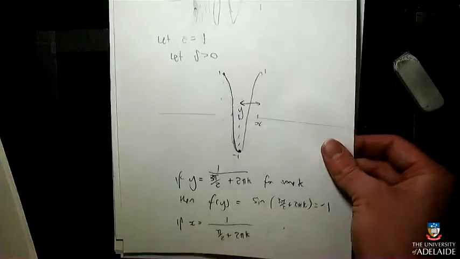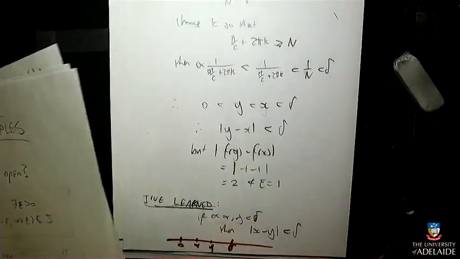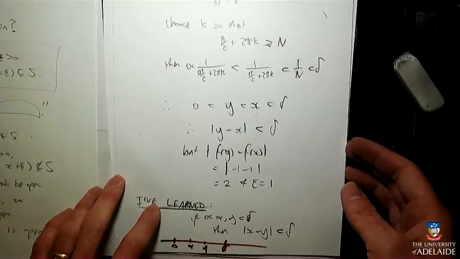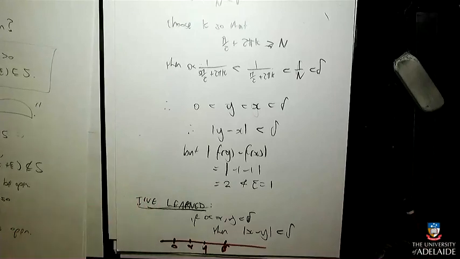I went, well, what does it have to be in order for them to come out to 1 and minus 1? And so therefore, can I arrange for them to be close enough together? Yes, I can, because they can both be small. So that's nice. If two numbers are really close to 0, then they must be close to each other.